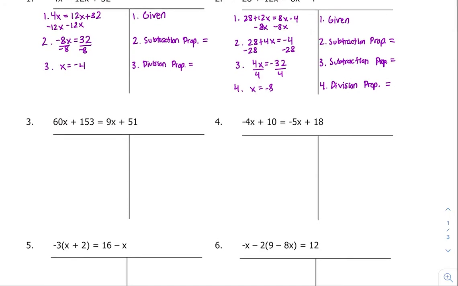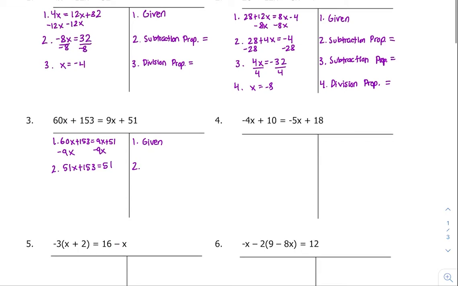Number 3. So let me just write down the initial. And reason, it's given. It's the initial statement. Okay, I'm going to get my variables on the left-hand side. So I'm going to subtract both sides by 9x. 51x plus 153 is equal to 51. How did I get to this statement? Because we used the subtraction property of equality.